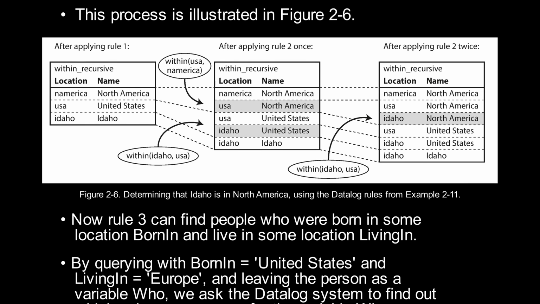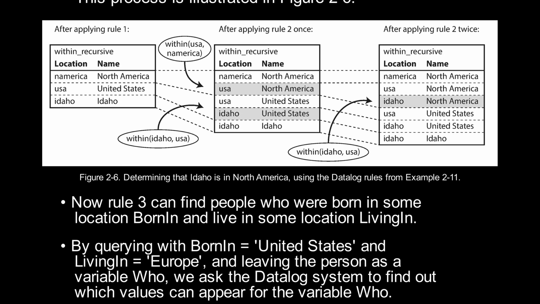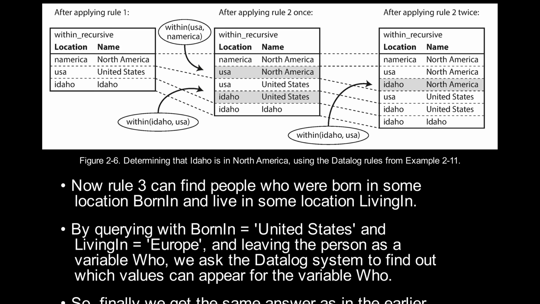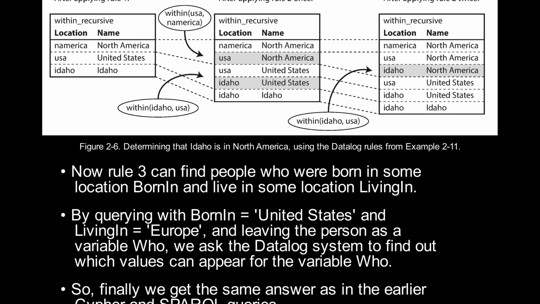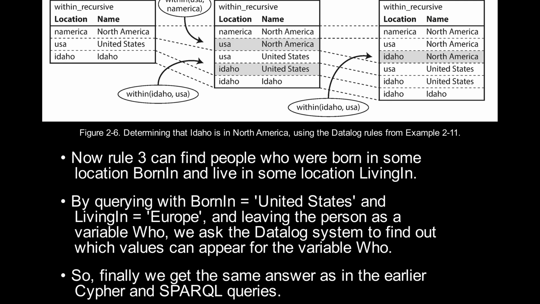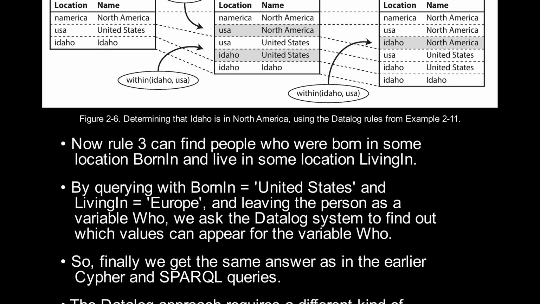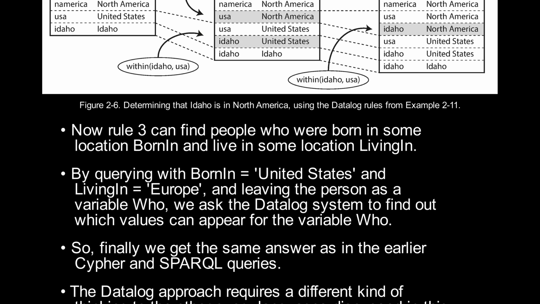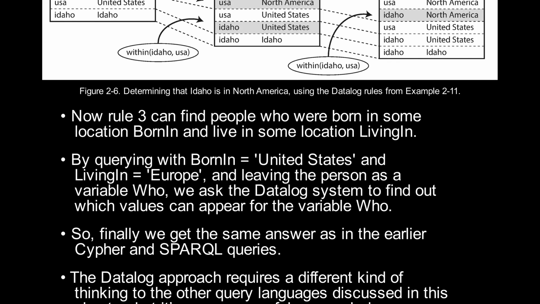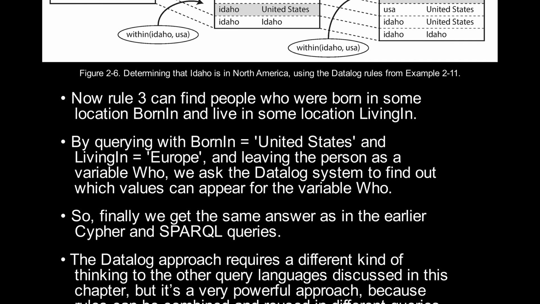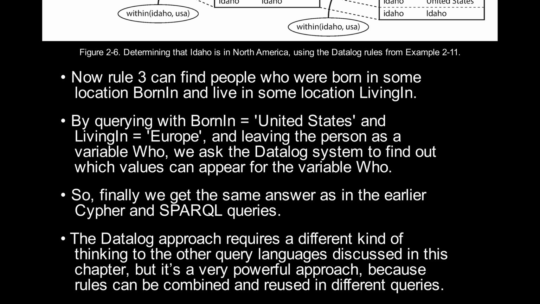Now Rule 3 can find people who were born in some location BornIn and live in some location LivingIn. By querying with BornIn equals United States and LivingIn equals Europe, and leaving the person as a variable Who, we ask the Datalog system to find out which values can appear for the variable Who. So, finally we get the same answer as in the earlier Cypher and SPARQL queries.